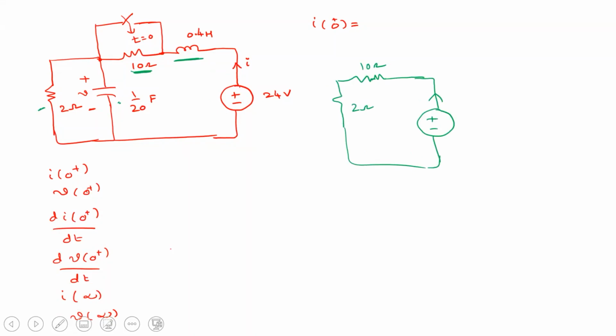So what is the current I of 0? 24 by 12. So that is 2 amperes. Is this correct? 24 by 2, sir. No, this switch is open, no? At t equal to 0. Sir, but resistor is 2 ohms, no, sir. This is 10 ohm, right? Understood? Yes, sir.